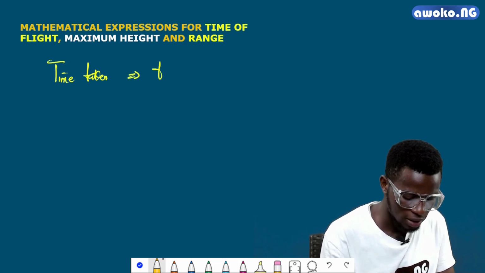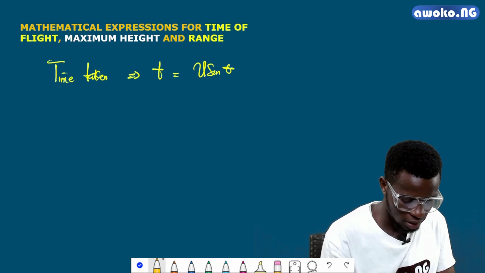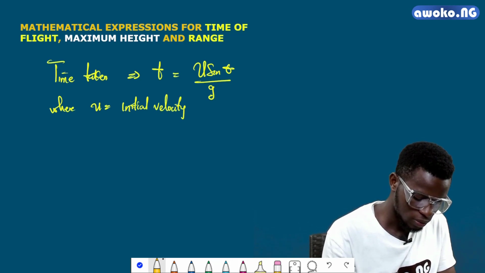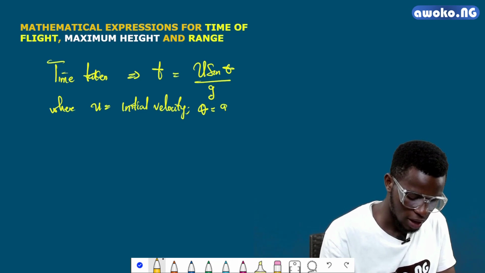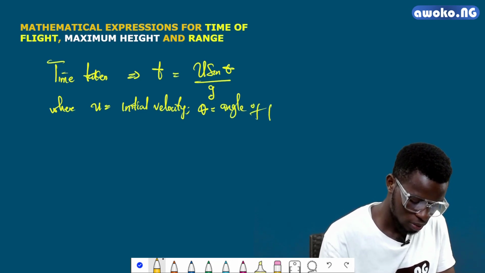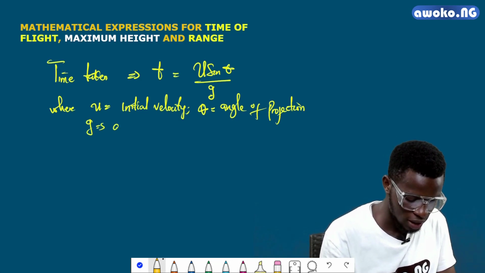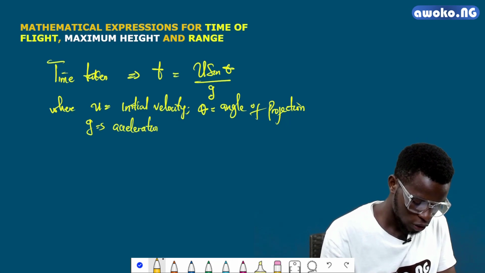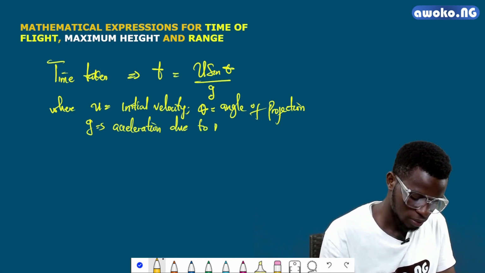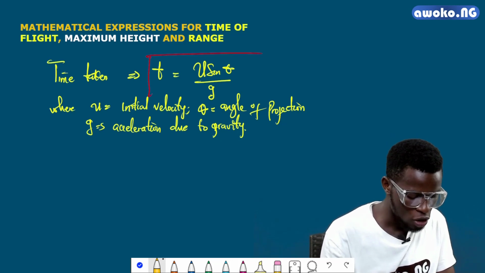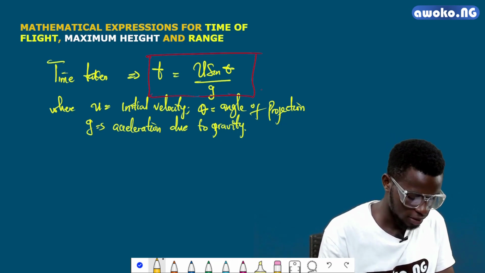So the time taken is given by the formula T is equal to U sine theta over G, where U is the initial velocity, okay? Theta is the angle of projection, and G is the acceleration due to gravity. Okay, so this is the formula to calculate the time taken for a projectile to reach the maximum height.